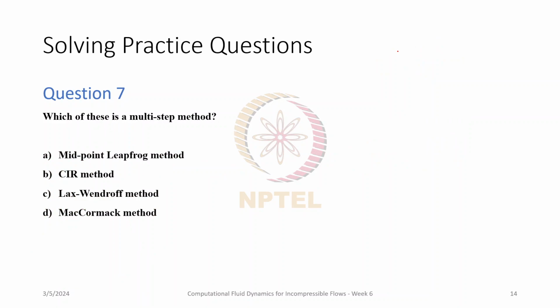Which of these is a multi-step method? Okay, I already leaked the answer to this one. Is it option A, midpoint leapfrog method? Is it option B, CIR method? Is it option C, Lax-Wendroff method? Or is it option D, McCormack method?